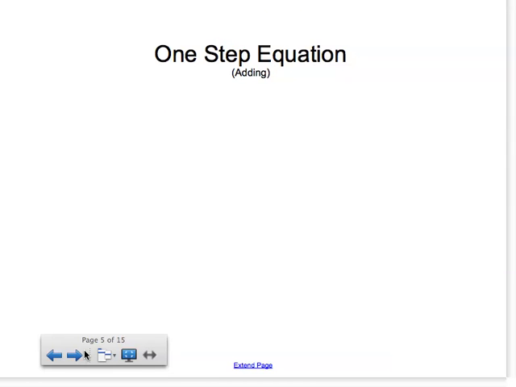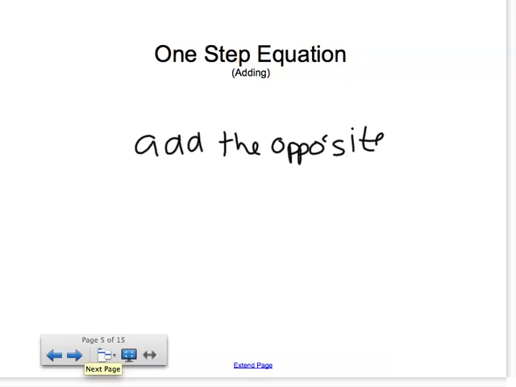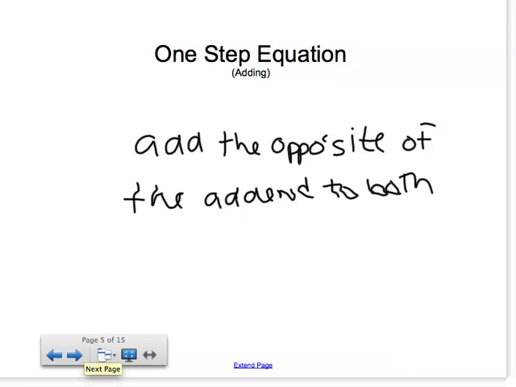All right, so one step when adding. When you're solving a one-step equation and you're adding, the one step is to add the opposite of the addend to both sides of the equation. Add the opposite of the addend to both sides of the equation.